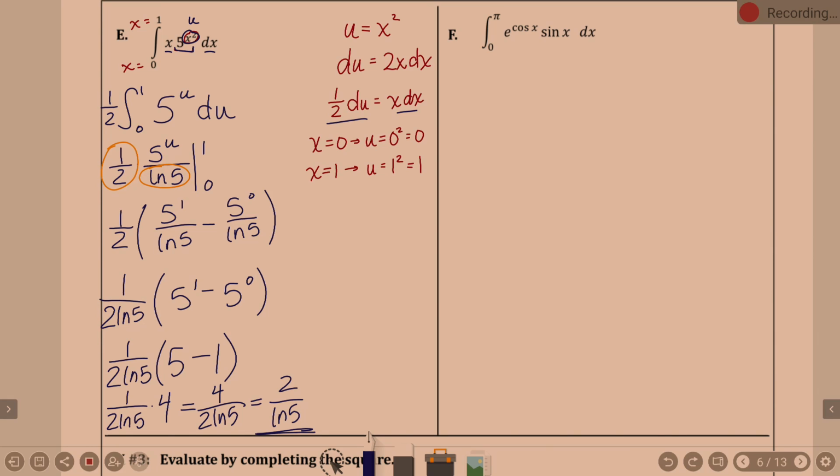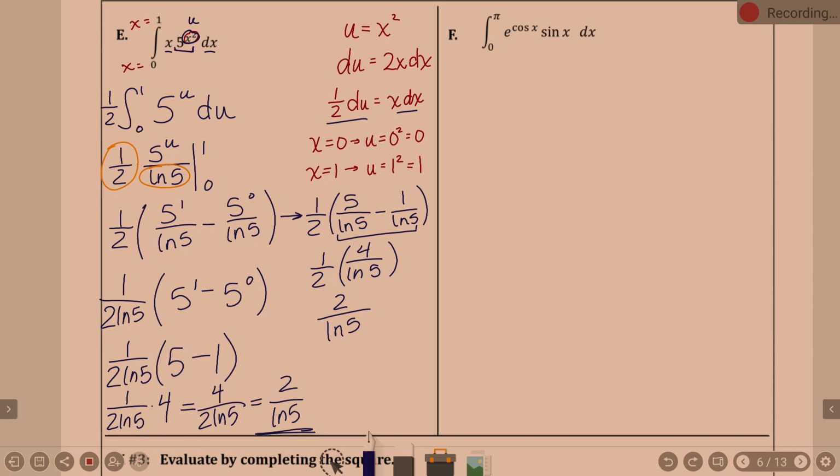If you continued this way and you thought, I didn't like that, you could have continued this way. We would have had 5 over natural log of 5 minus 1 over natural log of 5. What you need to realize is that these are fractions with a common denominator, aren't they? So you could have just said 4 over natural log of 5. Which, again, gets you to the same answer, doesn't it?